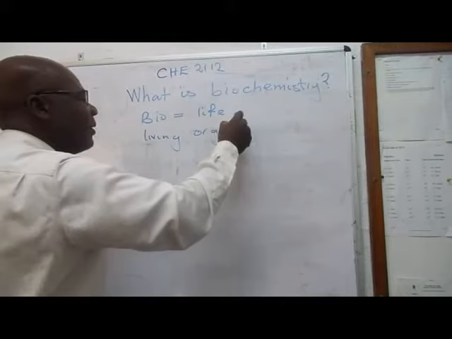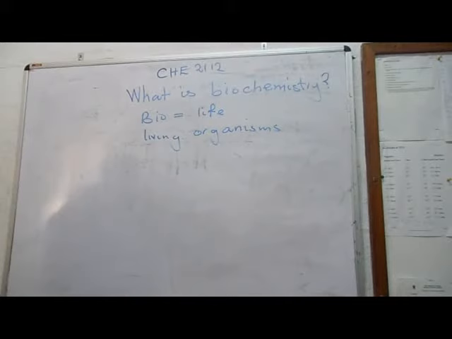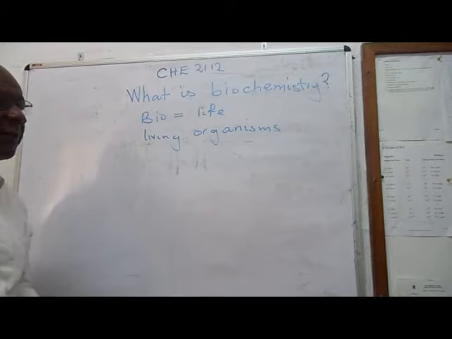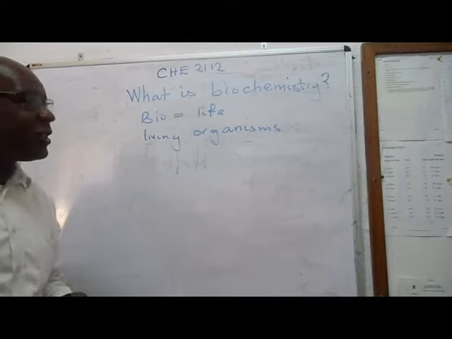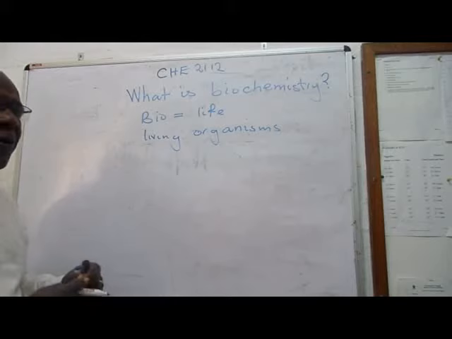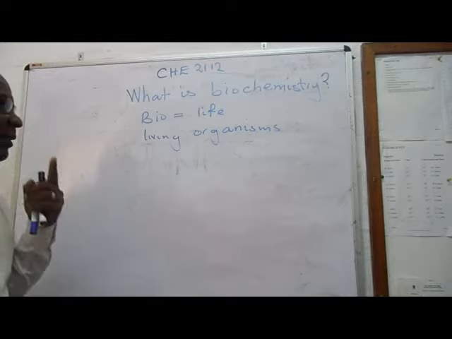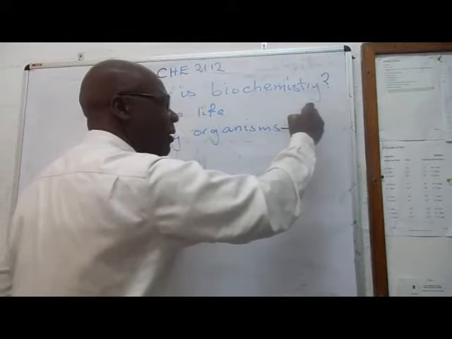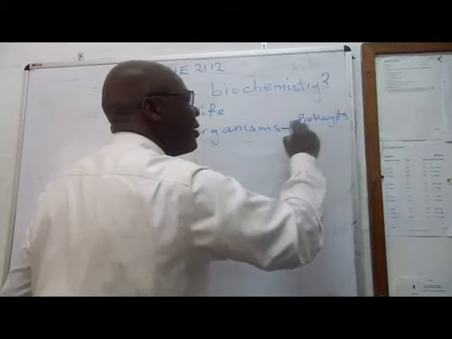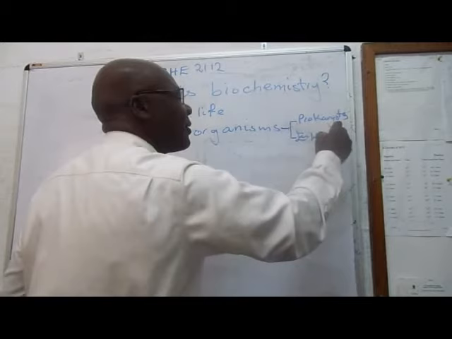Of course, at this level, I want to believe that you all know the characteristics of a living organism. A living organism must be able to reproduce. It must be able to grow. It must be able to respond to stimulus. It must be able to eat. And many more characteristics. Now, by living organisms, we will include all organisms that are classified as prokaryotes as well as eukaryotes.